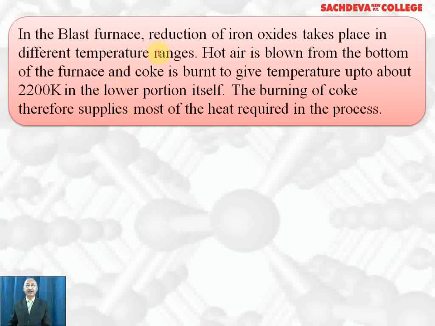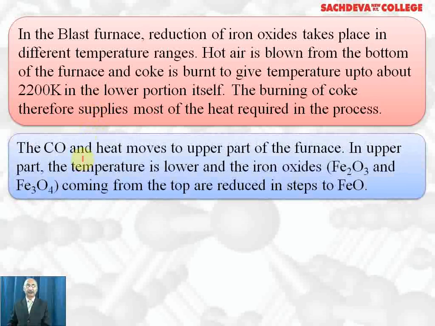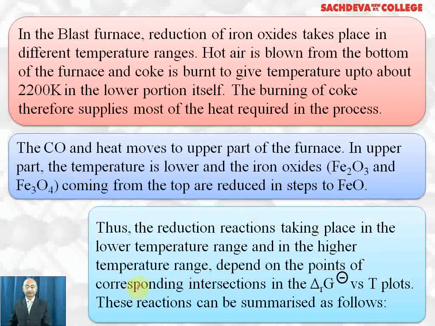In a blast furnace, reduction of iron oxides takes place in different temperature ranges. Hot air is blown from the bottom of the furnace and coke is burned to give a temperature up to 2200 Kelvin in the lower portion itself. The burning of coke therefore supplies most of the heat required in the process. The carbon monoxide and heat move to the upper part of the furnace. In the upper part, the temperature is lower and the Fe2O3 and Fe3O4 coming from the top are reduced in steps to form FeO.